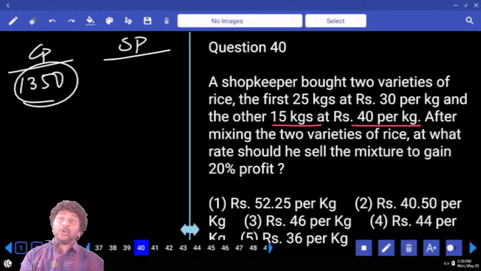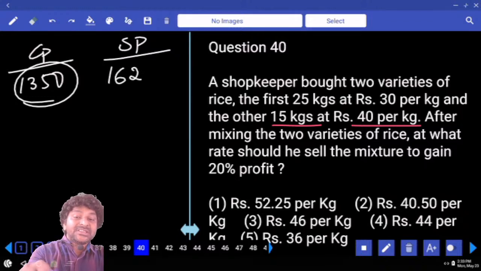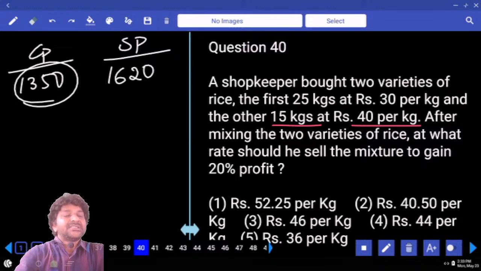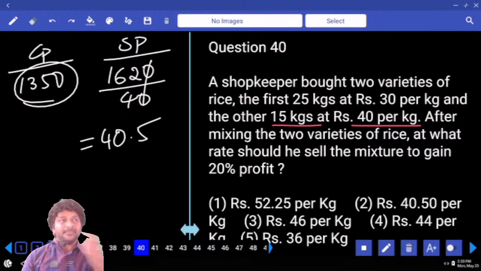20% is 270. If you add 270, it becomes 1620 only. 1620 is the price of how many kgs? 40 kgs: 25 kgs of first variety and 15 kgs of second variety. Then per kg, divided by 40, the zeros cancel and the value is 40.5.